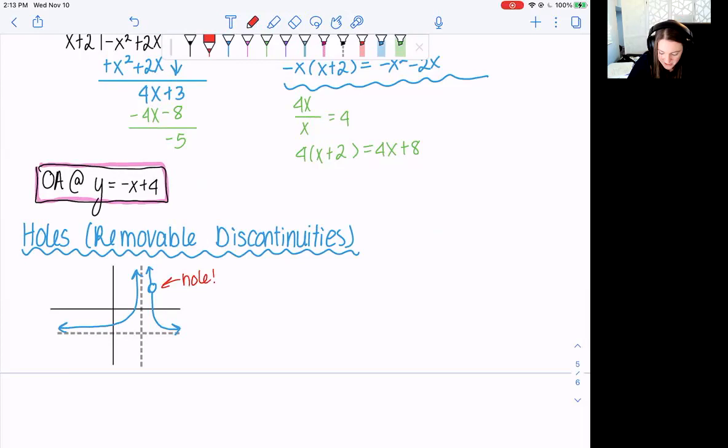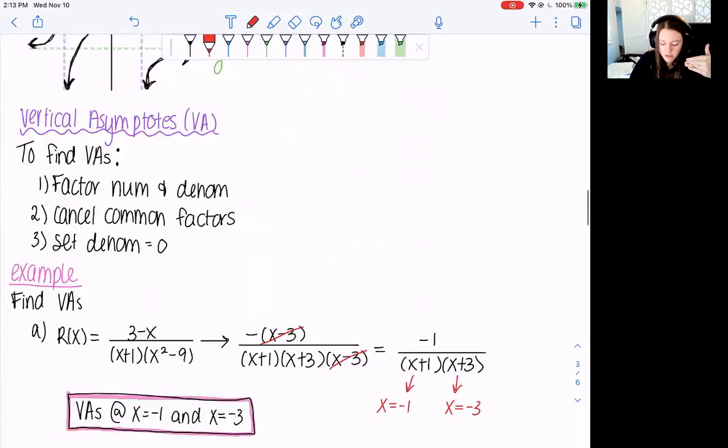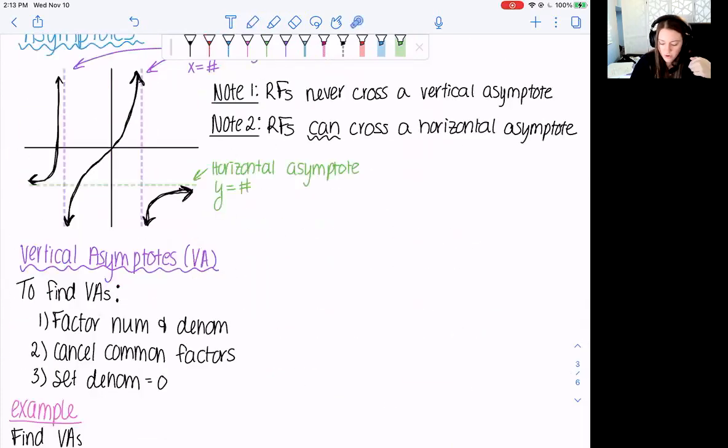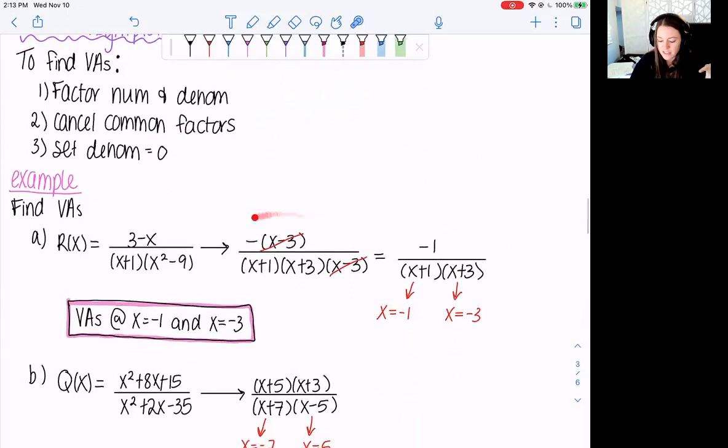We call it a removable discontinuity, but it's just a hole in the graph. And these holes happen when there's a common factor in the numerator and denominator that cancels. So we had talked before about vertical asymptotes, how we factor the numerator and the denominator, we cancel the common factors, and then we set the denominator equal to 0. Like in this very first problem we did here, we canceled out this x minus 3, and it didn't give us a vertical asymptote.